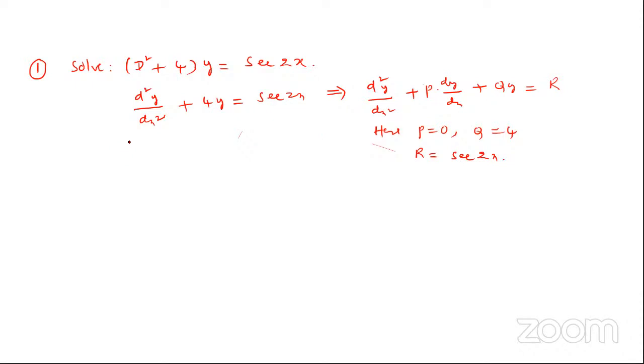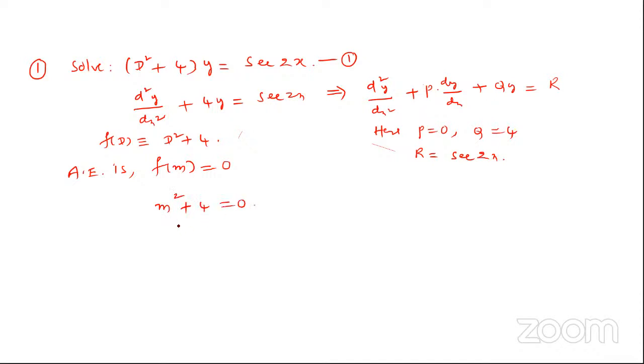So first we find its complementary function. In order to find the complementary function, first write its corresponding auxiliary equation. So auxiliary equation is f of m equal to 0, so replace d by m. What is f of d here? f of d is d square plus 4. So we get m square plus 4 equal to 0.